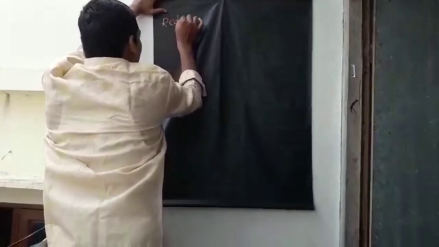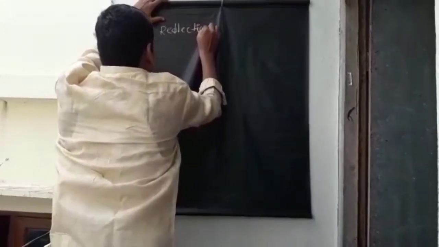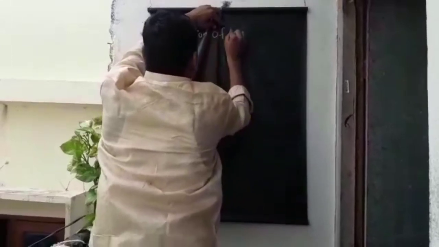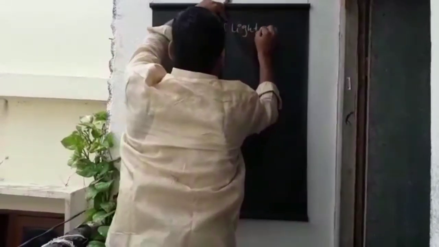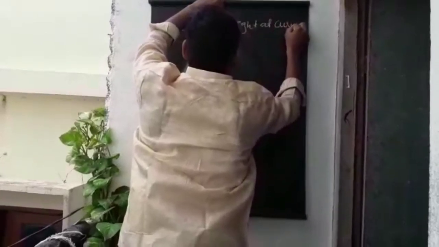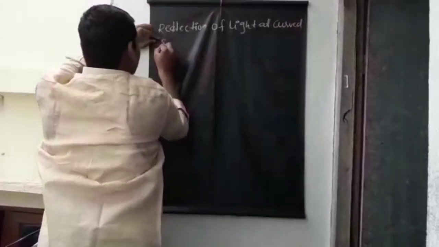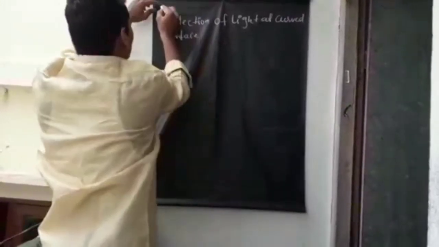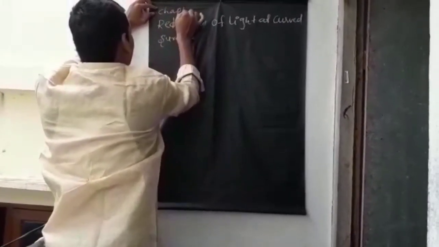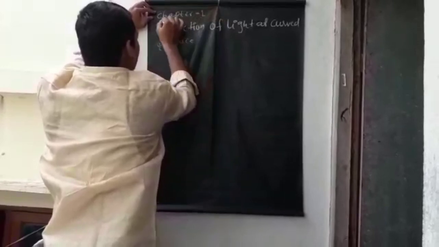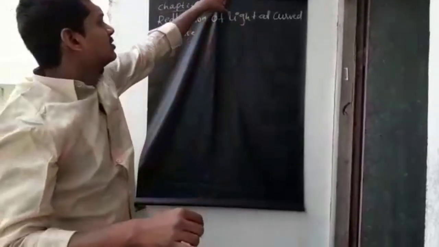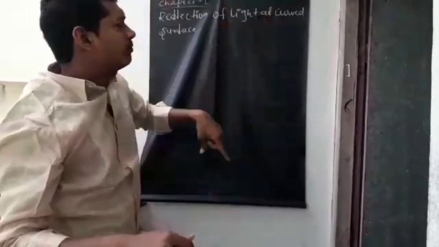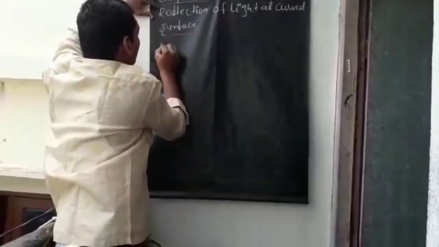The first chapter, overview of the first chapter. So first chapter, what is that? Reflection of light at curved surfaces. This is chapter 1. Okay, so what are the main overview of the chapter?